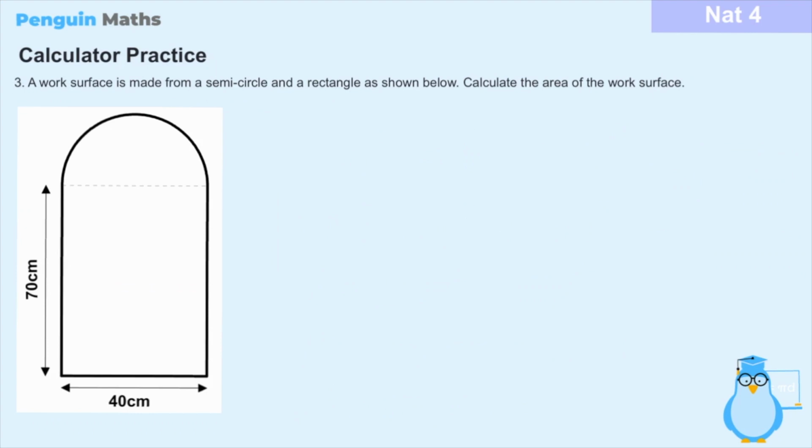Okay, so now let's have a look at question 3. We are told that a work surface is made from a semicircle and a rectangle as shown below, and we're asked to calculate the area of the work surface. So here we have the work surface that was mentioned, and we can see that it is made up of a semicircle here at the top and a rectangle here as well.